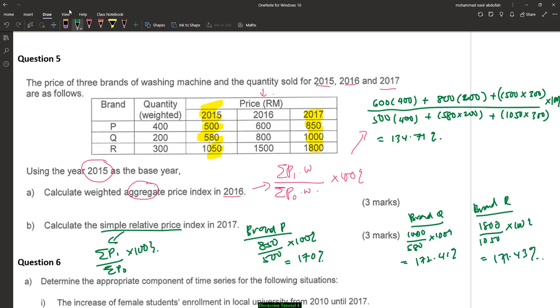Easy kan? Tak susah pun subjek ni. As long as you understand the concept and then you keep doing your exercise, then you will get the answer lah. Senang, dia akan masuk dalam otak senang saja. Sekejap je boleh buat.